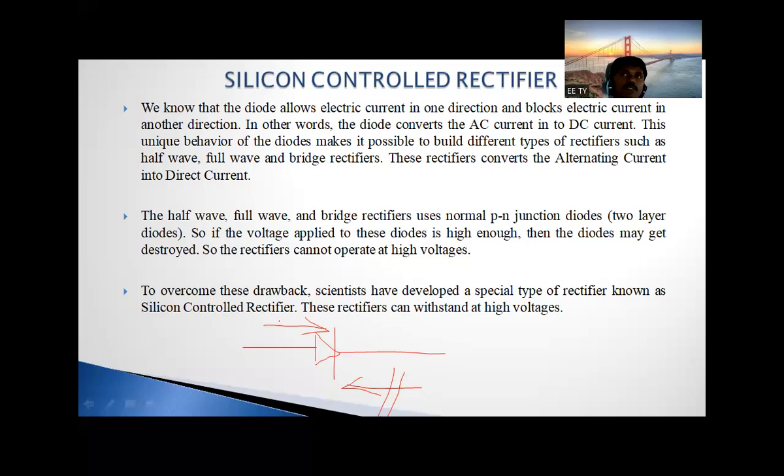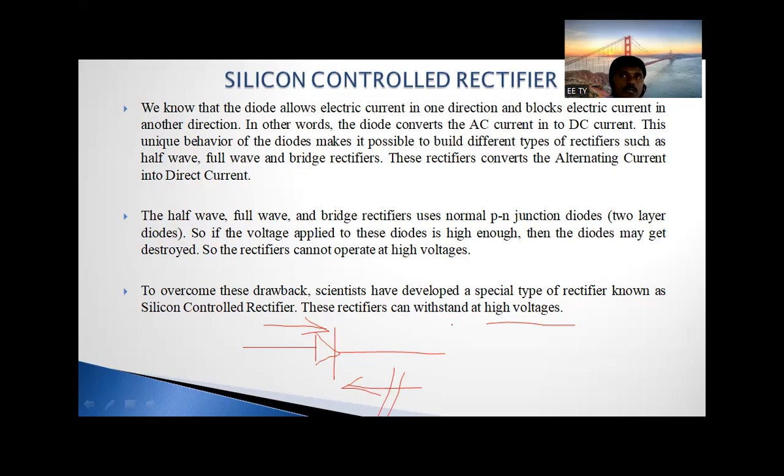This is one type of device, and it can be used for high voltage applications and in rectifiers. Is it clear? This SCR can withstand high voltages. What does it mean? Even if you apply high voltage to the SCR, it has the capability to handle it. Clear? That's why we are going for silicon controlled rectifiers.